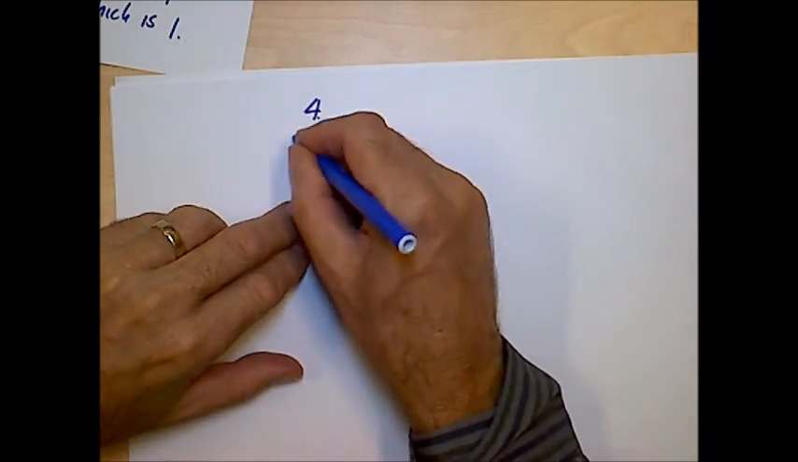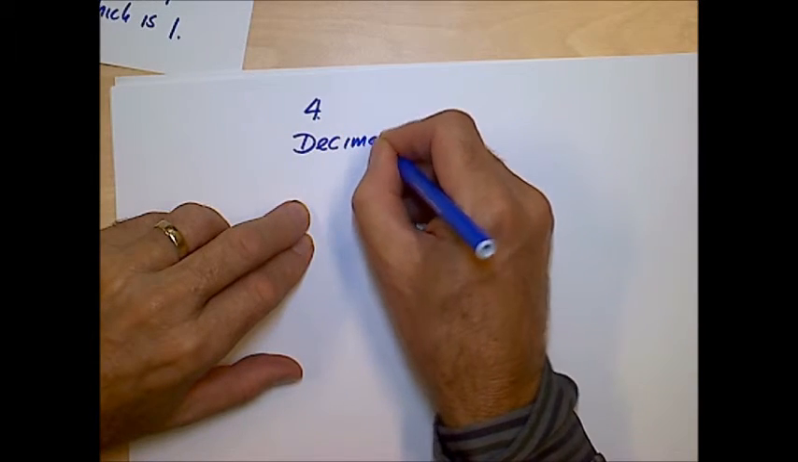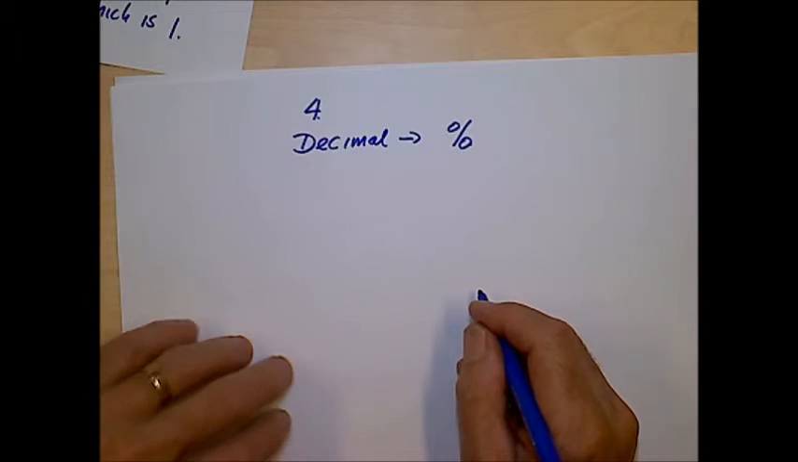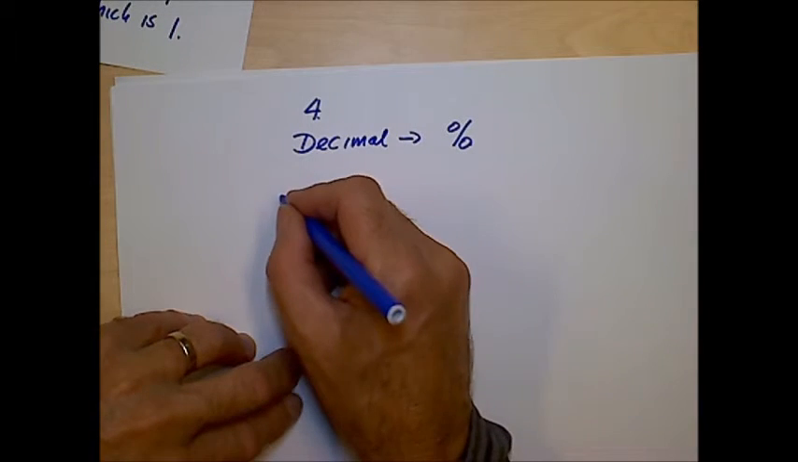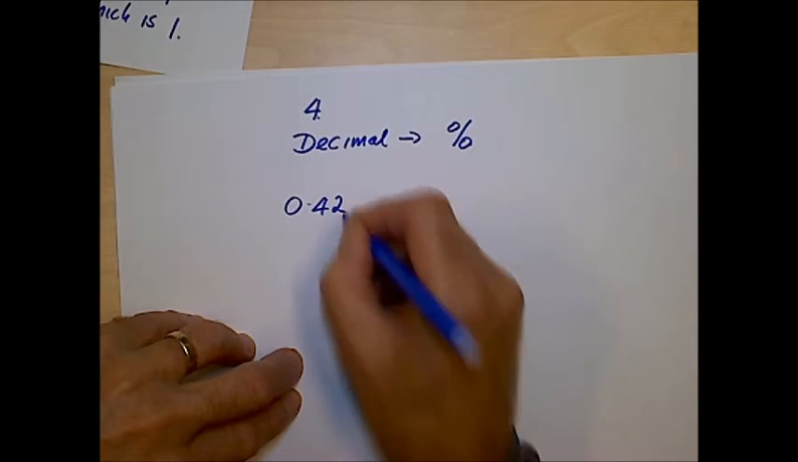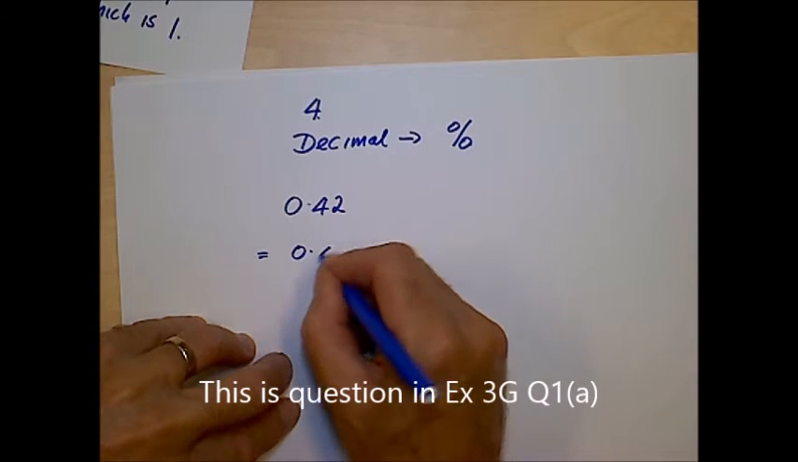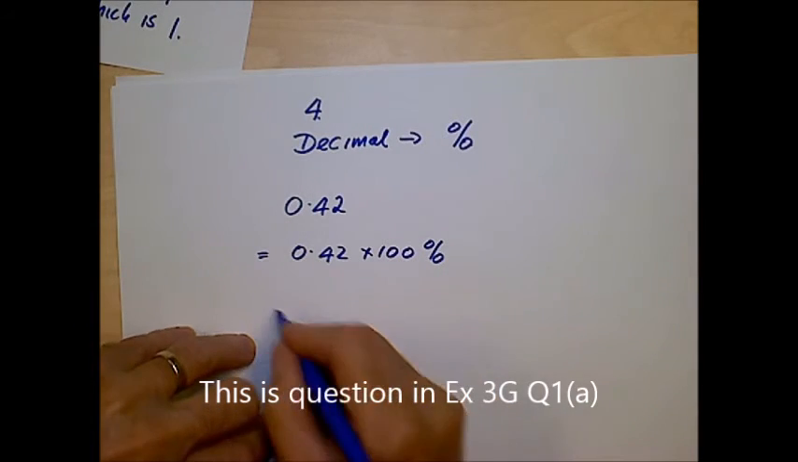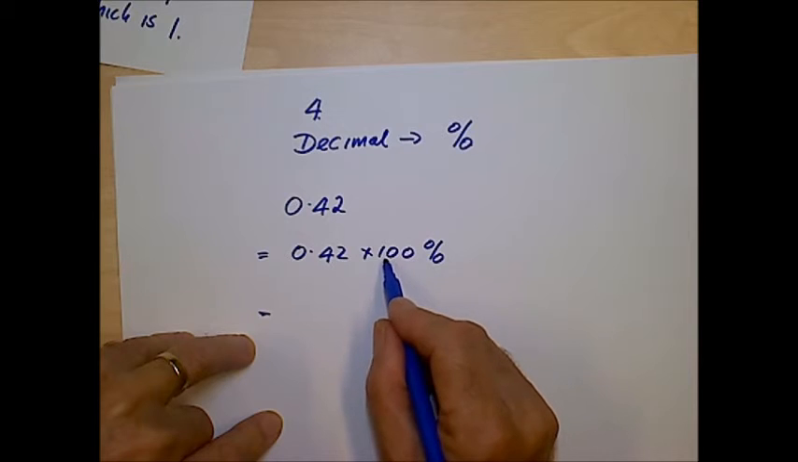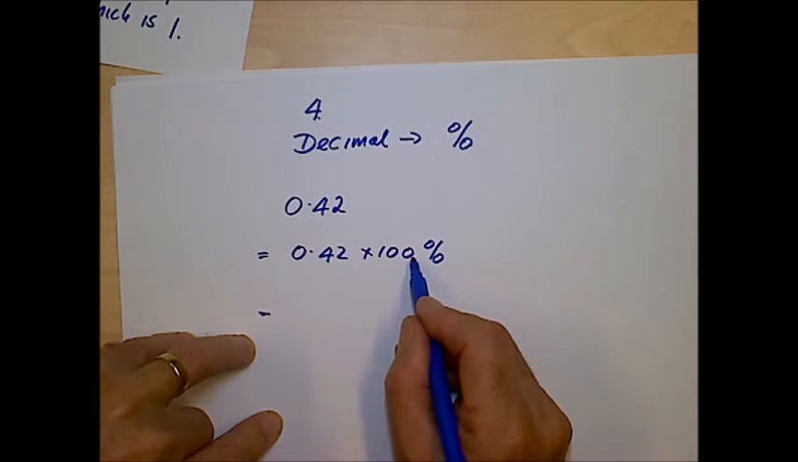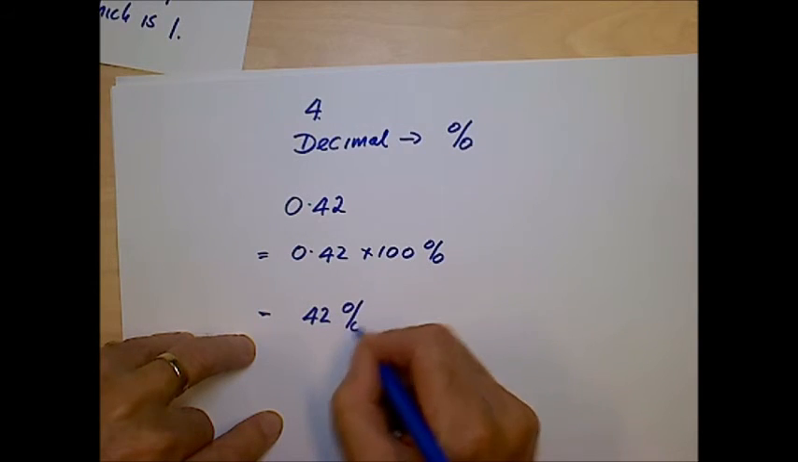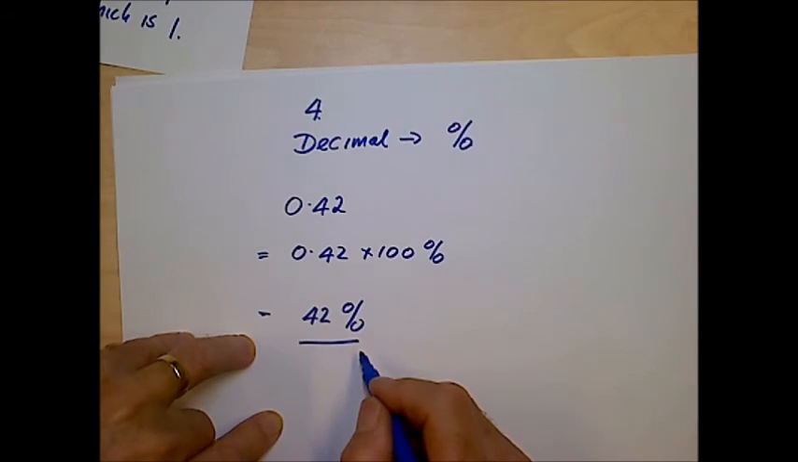Now the fourth skill that we need to be able to do was to change a decimal to a percentage. Now to change a decimal to a percentage is going to be very easy. So if we have 0.42, we know that that's going to be equal to 0.42 multiplied by 100%. And so this simply means that I'm going to be moving the decimal point 2 places to the right. So that would be equal to 42%. The percentage sign just continues on.